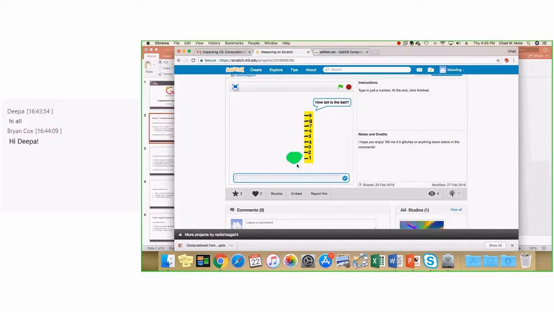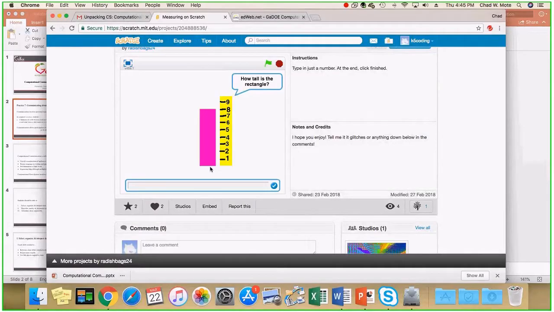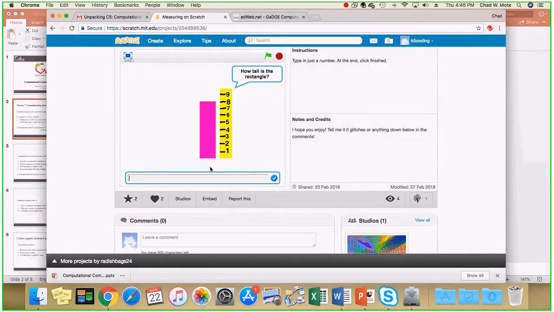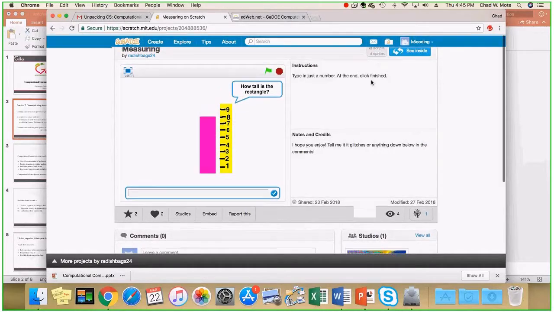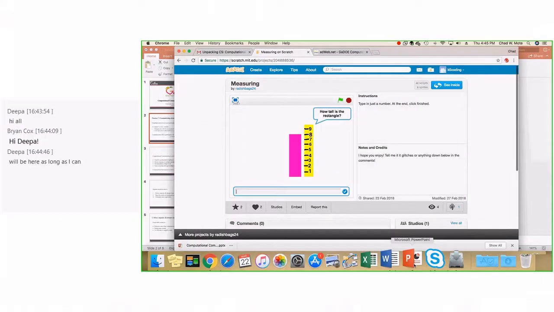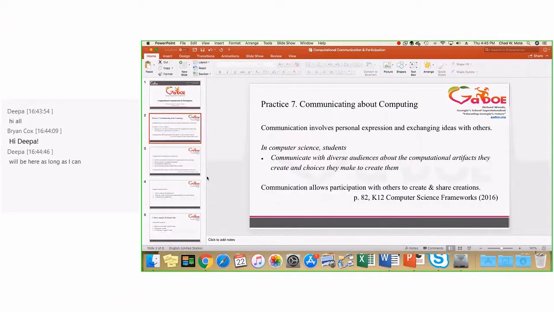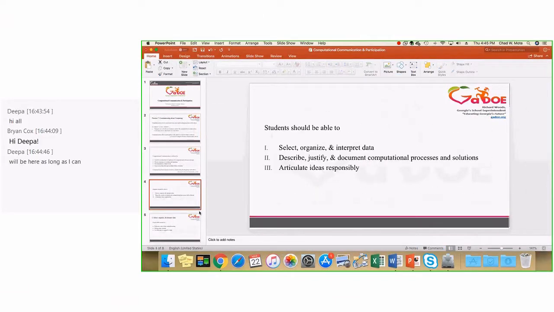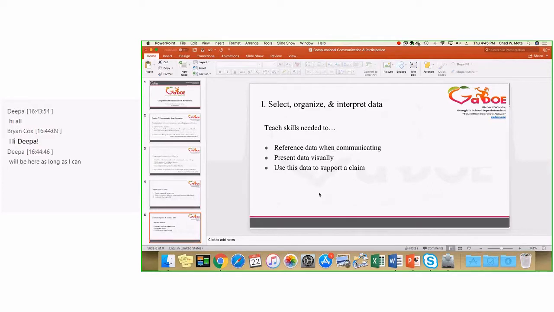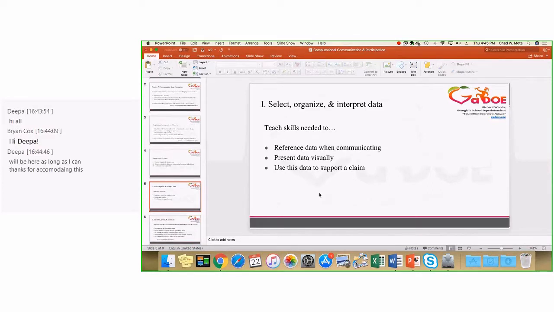So this is just a way for students to practice matching up objects to size, and then being able to take that to the next step. Let's see where we were. Being able to present this data visually and then using that data to support a claim.